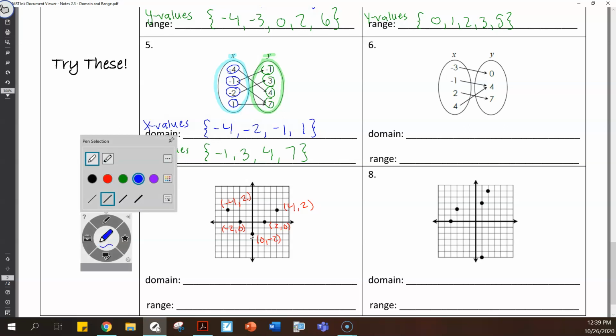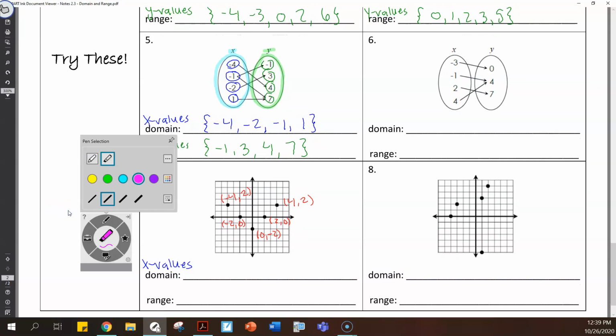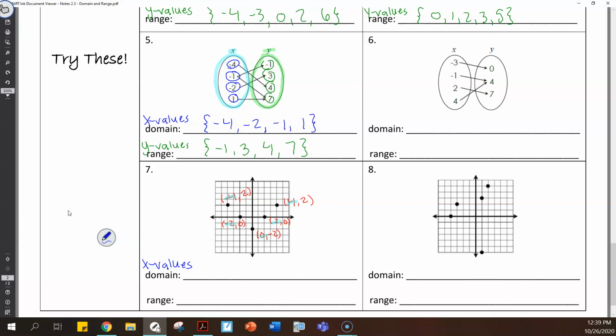Again, I'm going to look for my domain. I'm going to look for my x values. It's going to be the first number in each of my ordered pairs. So -4, -2, 0, 2, and 4. I'm going to list them least to greatest with no repeats. So I've got -4 is my smallest, then -2, 0, 2, and 4.